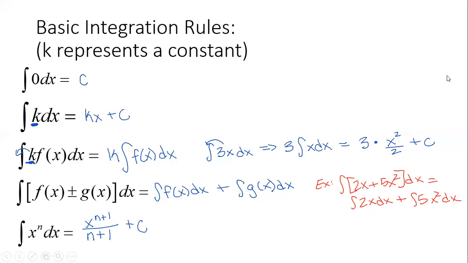Right over here. So notice I have x to the first power here, so you would add 1. So 1 plus 1 gives x squared, and then 1 plus 1 is 2 in the denominator. So anytime you have x to some power, the integral of it is going to be x to the n plus 1 over n plus 1 plus c. Okay, moving forward.